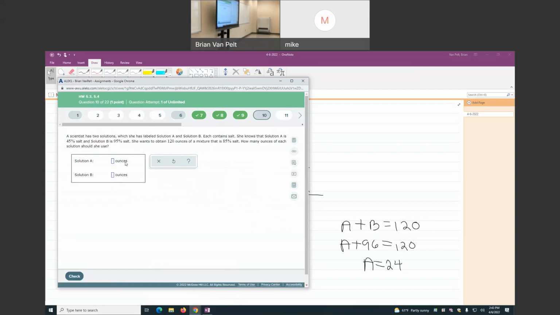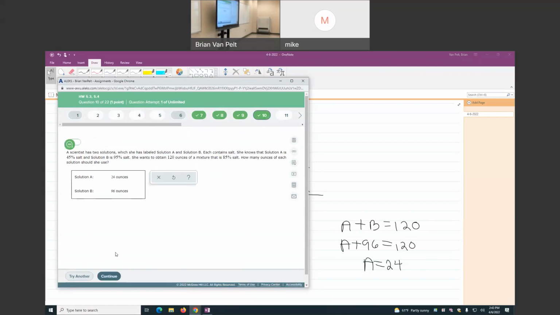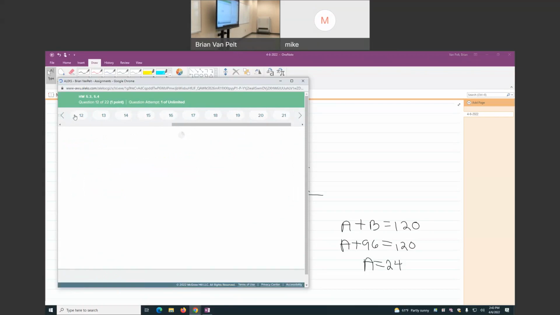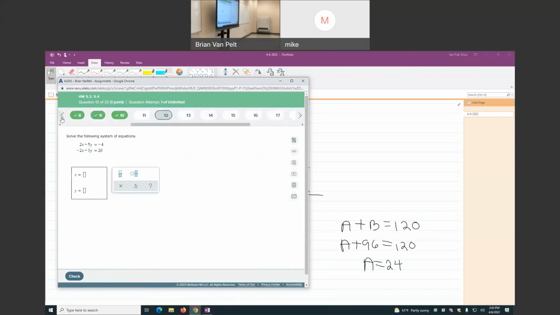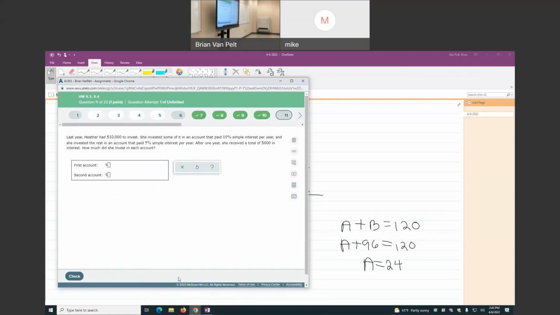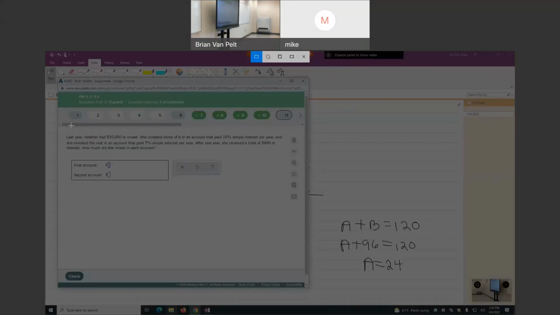See, look at that. Look what they do for you. Isn't that nice? 24 and 96. Check them. Good. Number 11. Oh, I love it. Okay. One last word problem, and I will have covered all of them for the homework.